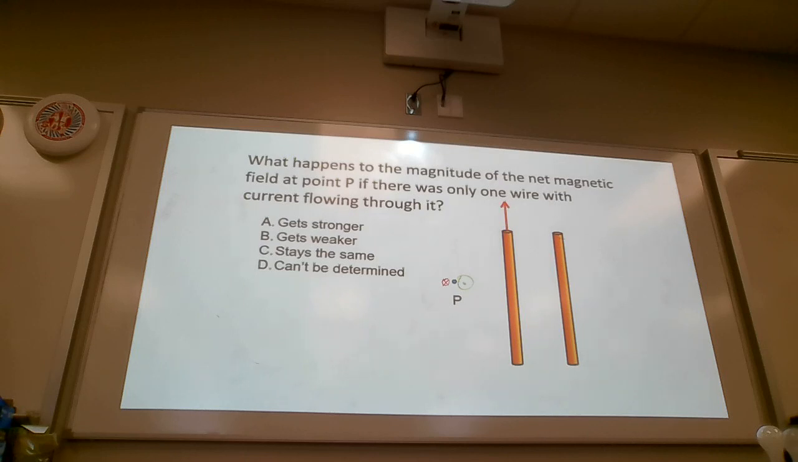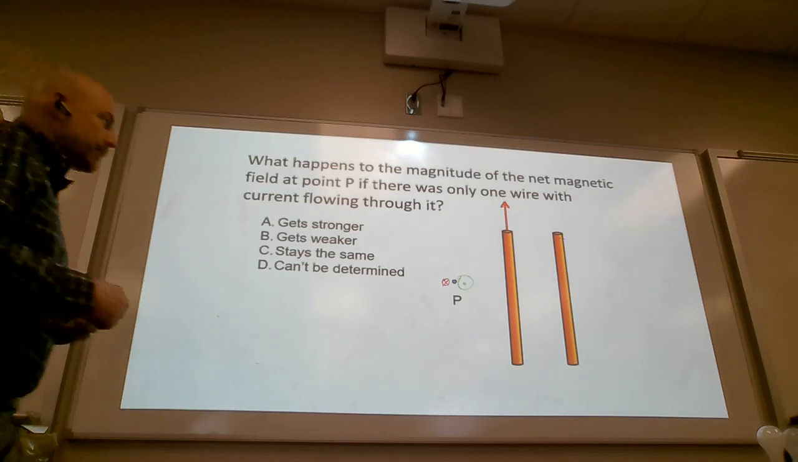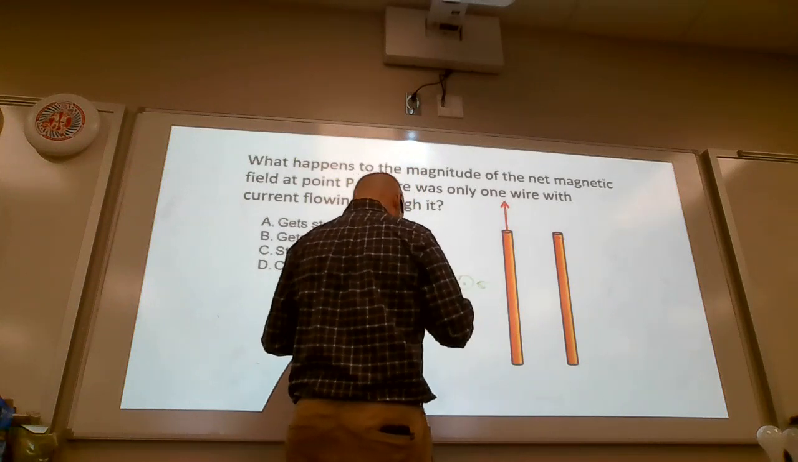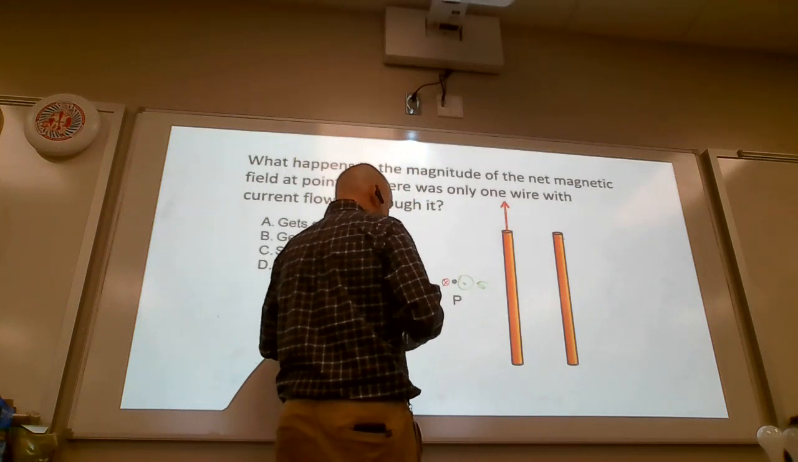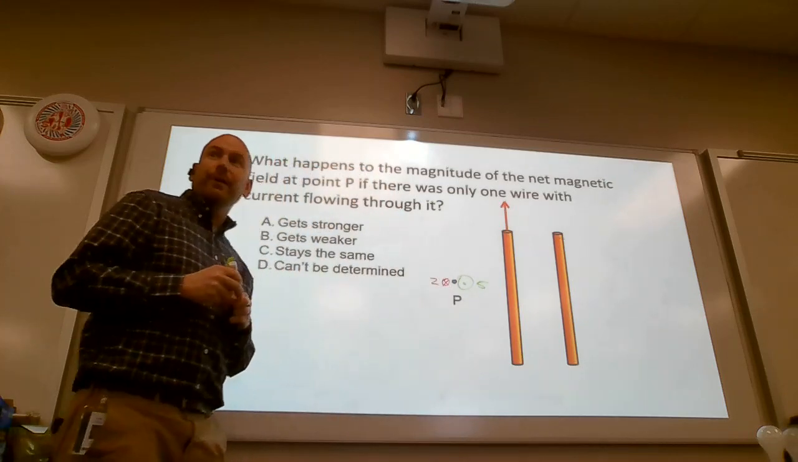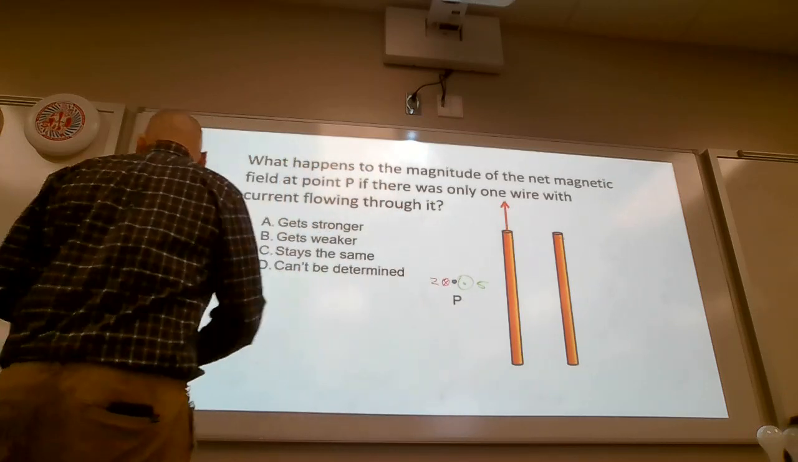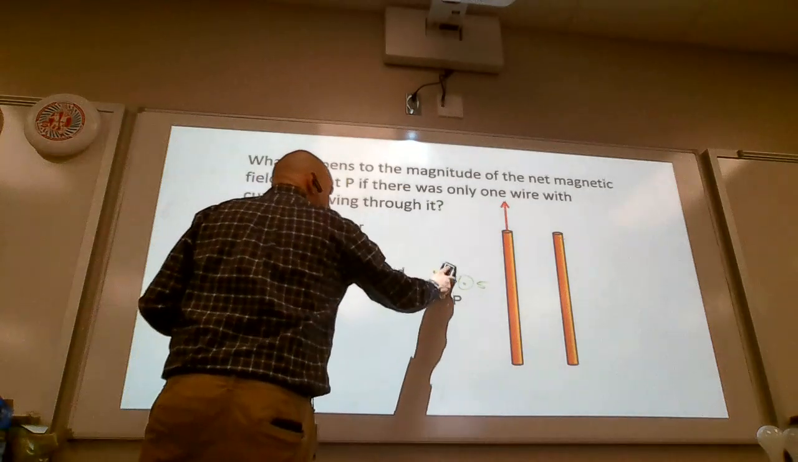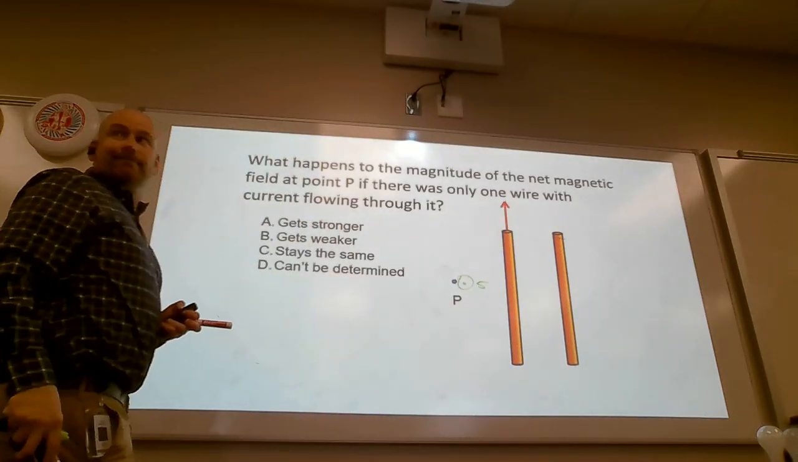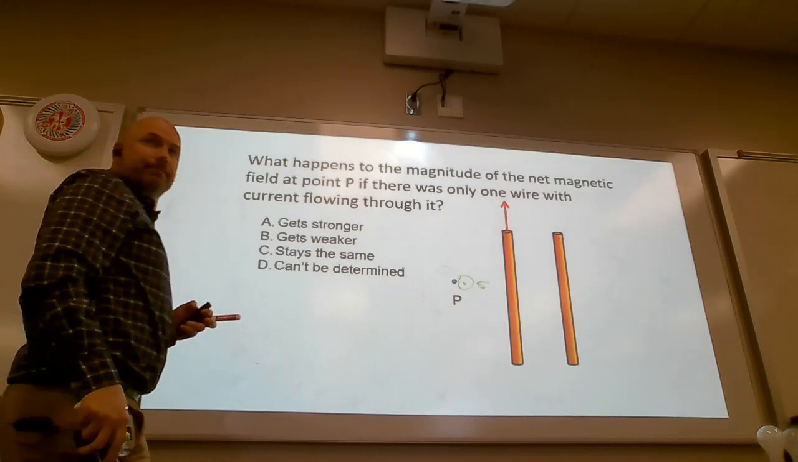Correct answer is A. Because making up numbers here, let's say this was 5 and this was 2, the net magnetic field would be 3. But if you kill the current in that one, then the net magnetic field is 5. Good?